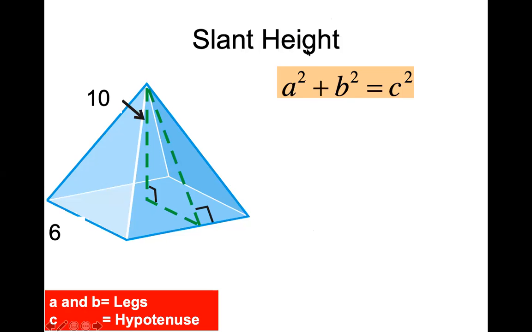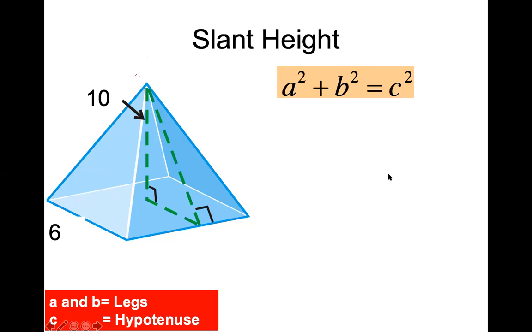So if we calculate the slant height of this square pyramid, we're talking about, let me draw something here, this distance right here. So in red, oh, that's a horrible line. But we're talking about that distance right there, that green dotted line. That would be the slant height. Okay, so how do we do that? Well, we're going to use the Pythagorean theorem in order to do that.